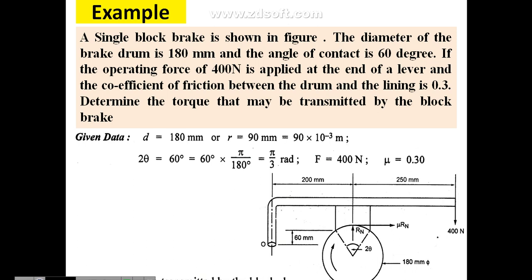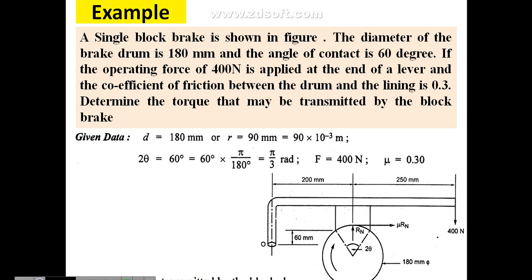They have given the diagram. In the diagram there is a lengthy lever with a pivot at O, and at the end of the lever they are applying a 400 Newton force, and the shoe makes contact with the rotating drum. The drum diameter is 180 mm and 2 theta here is 60 degrees, which is more than 40 degrees. So we have to find the equivalent coefficient of friction also.